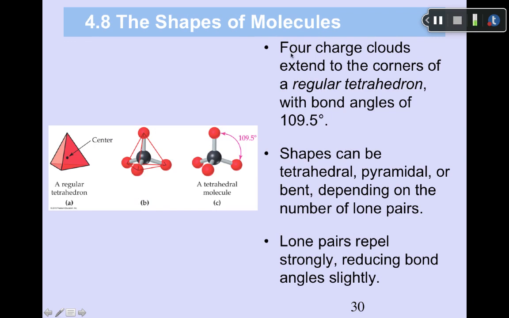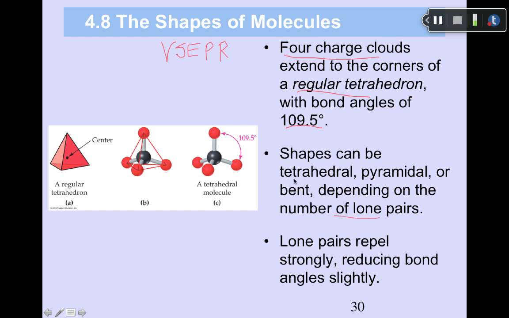All right, the last choice then is for 4 charge clouds. 4 charge clouds extending as far apart as possible from each other because of electron repulsions. The electron repulsion theory has a name. It's called VSEPR, valence shell electron pair repulsion is the name for that. And they're pushing each other as far away as possible. You'll find on Mastering Chemistry a video about that if you look. But you get a regular tetrahedron with bond angles of about 109.